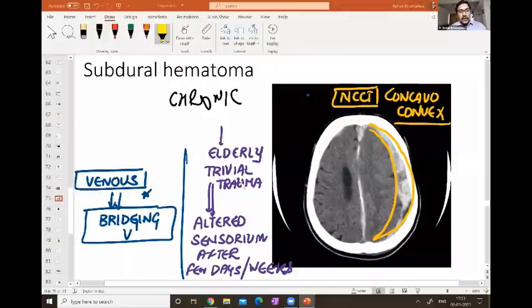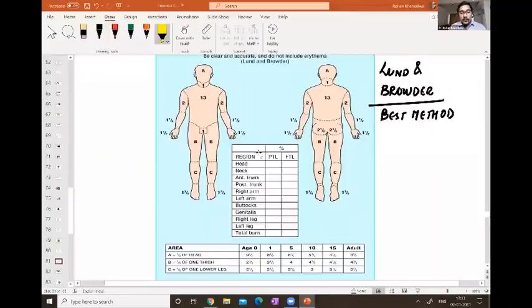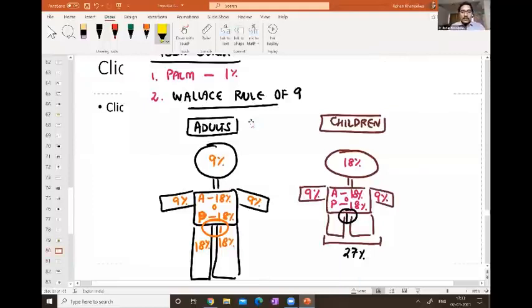You all should know that the rule of 9 is the Wallace rule of 9. You should know palm is 1% body surface area. This is the Wallace rule of 9. You will get it in the PDF. You need to memorize the various percentages. You can be asked questions based on this.